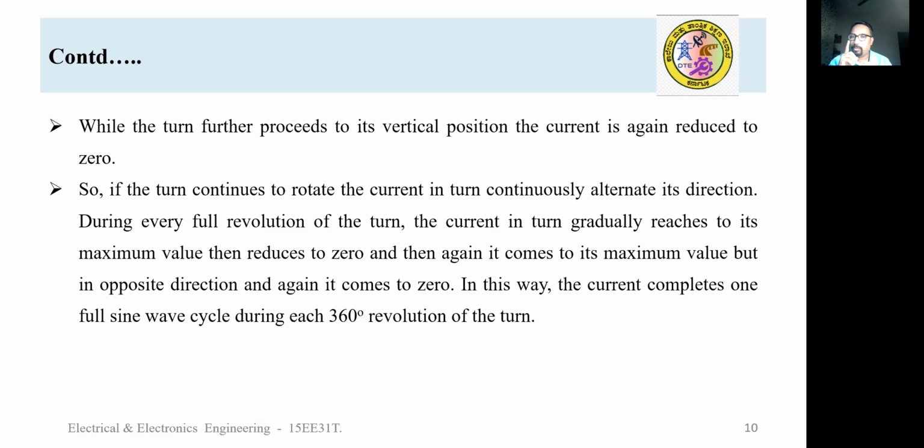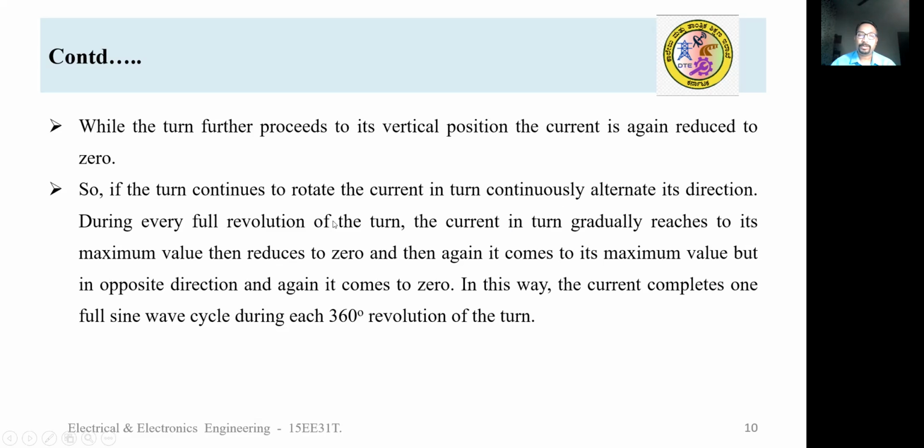That means for one cycle of EMF induced, the coil has to rotate through a pair of poles. Okay. So in order to induce one cycle of EMF, a pair of poles is very essential. That is the outcome of this discussion, which is very important to derive the EMF equation of the alternator. So that is what is mentioned over here. The turn gradually reaches its maximum value, then reduces to zero. That means, see here, if the turn continues to rotate, the current in the turn continuously alternates in its direction.